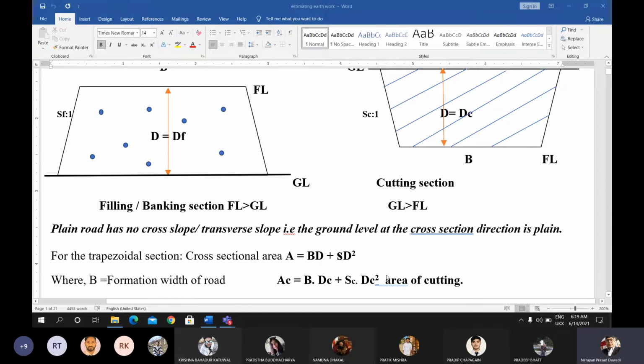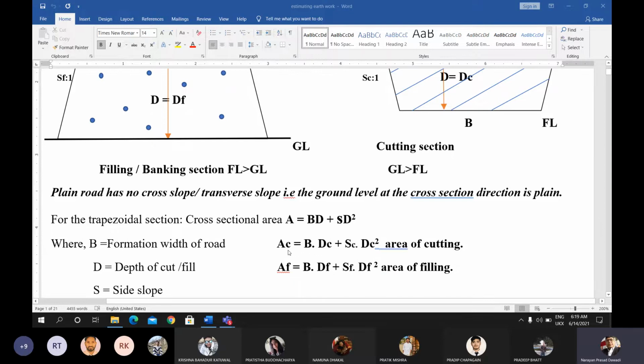Instead of depth, the formula is the same. Area is equal to BD plus SD square. For the cutting case, A is the area of cutting, B is the width of the road, and D is the depth of cutting, so I put the value of D as DC. S is the side slope for the cutting, SC. The formula becomes area is equal to B DC plus SC DC square for the cutting portion.